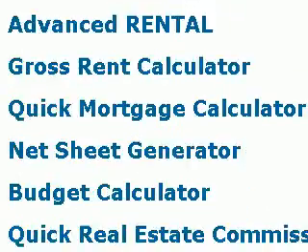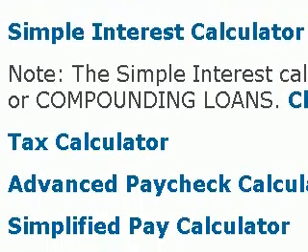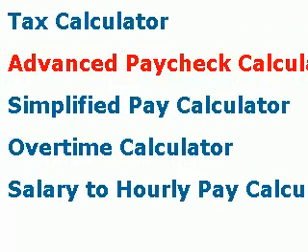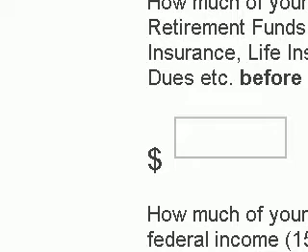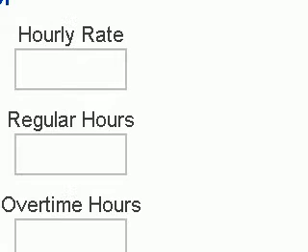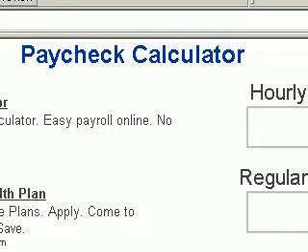We're going to scroll down the screen here and go to the advanced paycheck calculator, which is near the bottom of the screen right here. You can go ahead and click on that, and it will have several entry blanks. We're just going to go down the page, and I'll be able to tell you what each of them means.